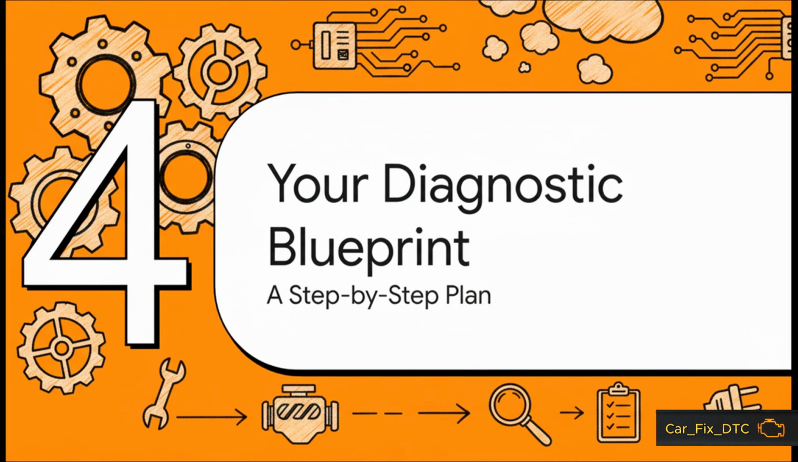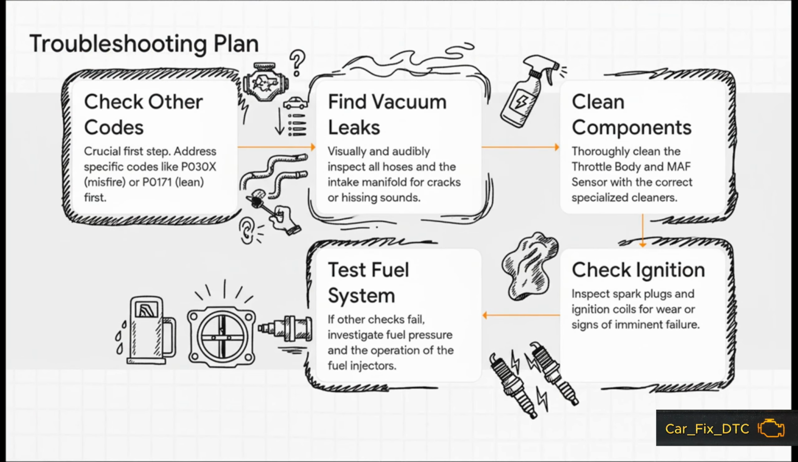Okay, so we know the likely suspects, but how do you actually track down the right one? Let's put together our diagnostic blueprint. This is your step-by-step plan to get to the bottom of this. Pay close attention here because step 1 is the most important rule of all. Check for other codes. I can't stress this enough. If you also have, say, a P0301 code for a cylinder 1 misfire or a P0171 code for a lean condition, stop. Fix that problem first. Those are the specific codes, the fire, and fixing them will almost always clear up the informational P1605 code.